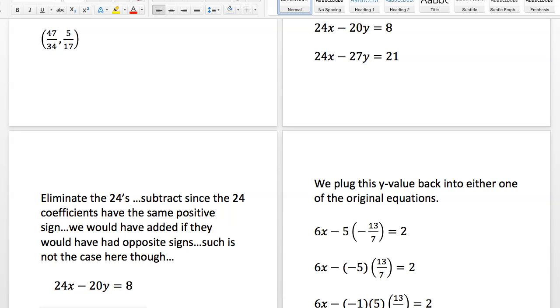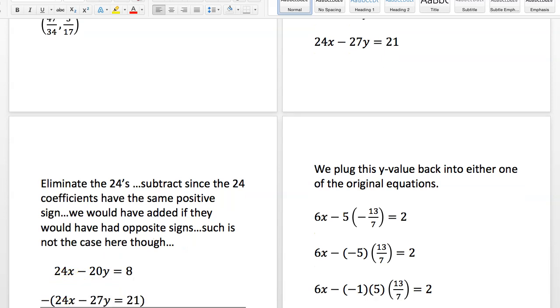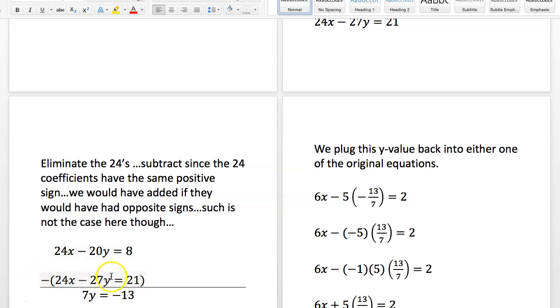Now, guys, it's important. You got to put parentheses around the subtracted equation, because this minus sign is going to distributively hit everybody in here. So you're going to minus 24x. Now you're going to minus a negative 27y, and that's going to amount to adding 27y. But now neg 20y plus 27y is positive 7y. And then 8 minus 21, that really is neg 13. And so 7y equals neg 13.